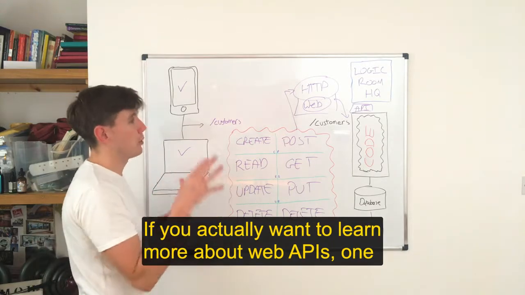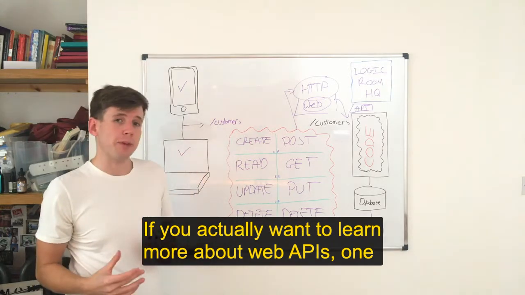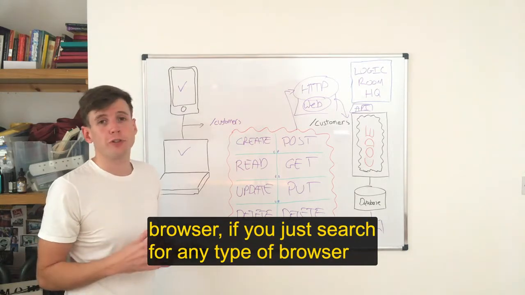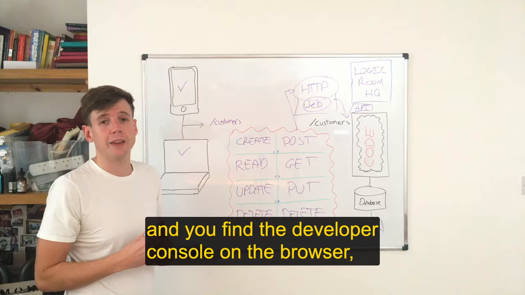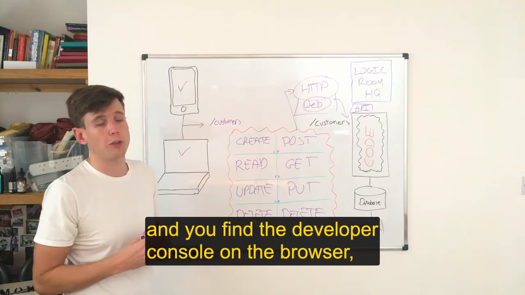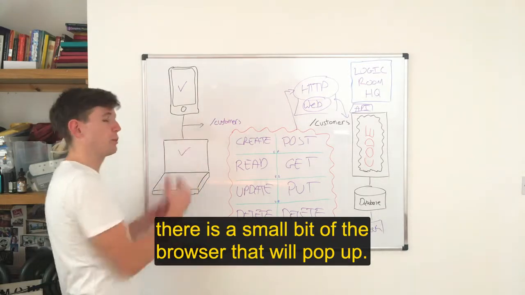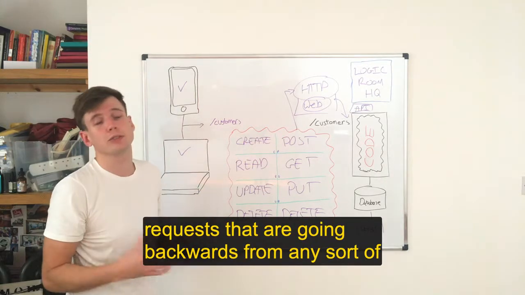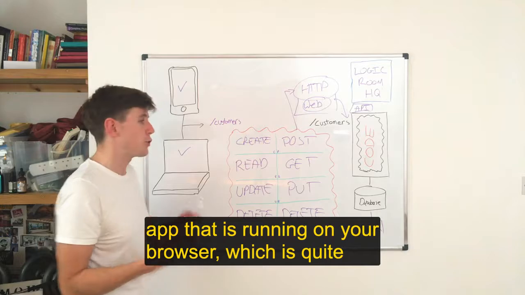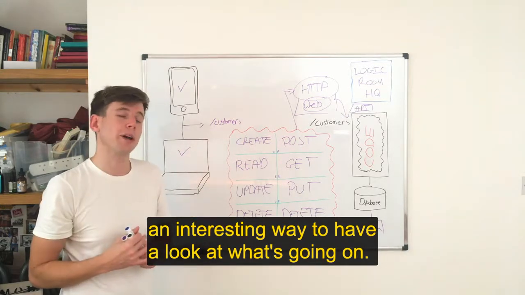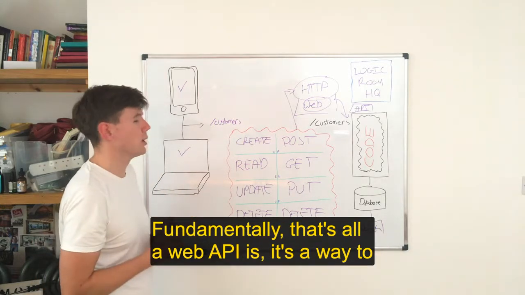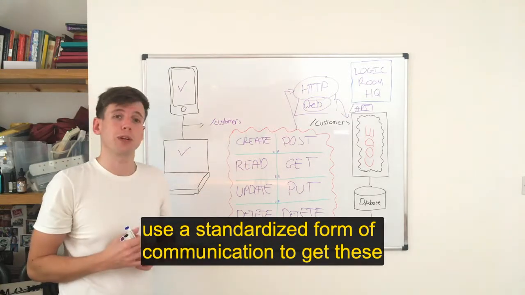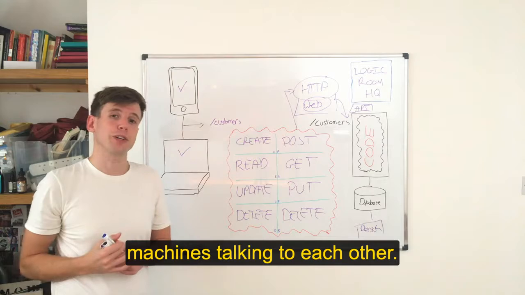If you want to learn more about web APIs, one thing you can do is open up your browser and find the developer console. A small panel will pop up and you can start to look at the requests that are going backwards and forwards from any app that's running in your browser, which is quite an interesting way to see what's going on. But fundamentally, that's all a web API is: a way to use a standardized form of communication to get these machines talking to each other.